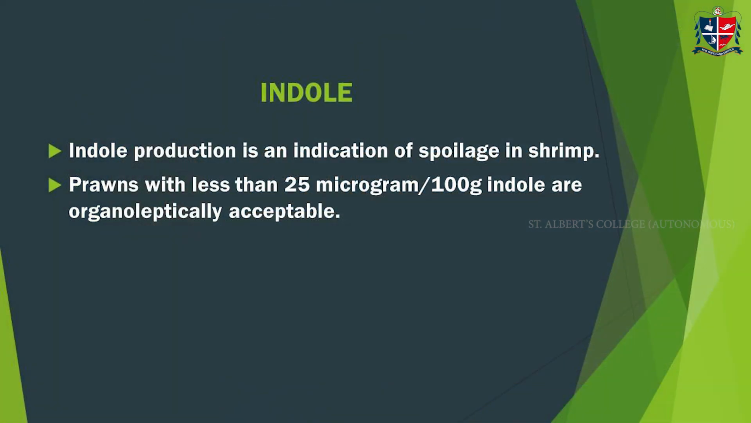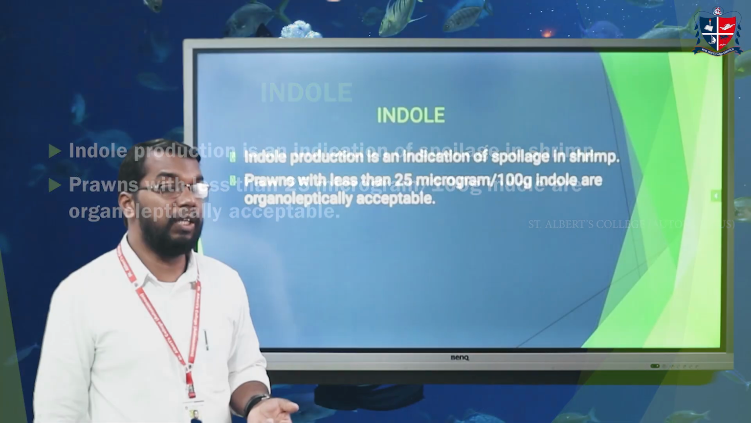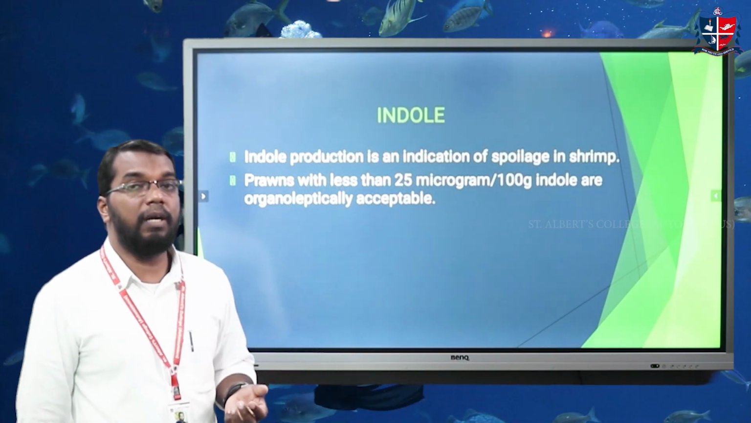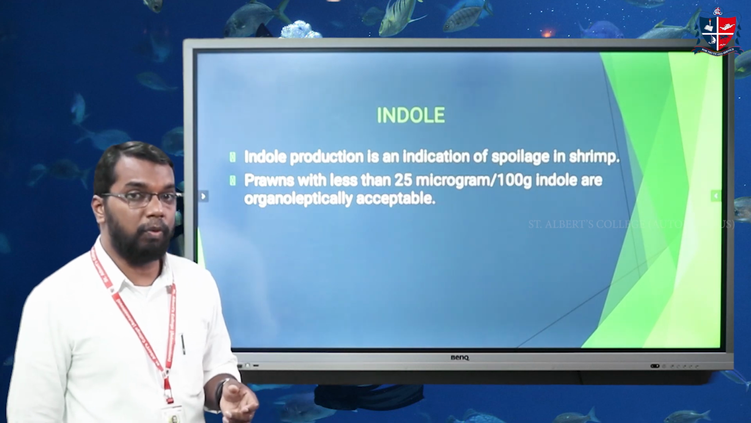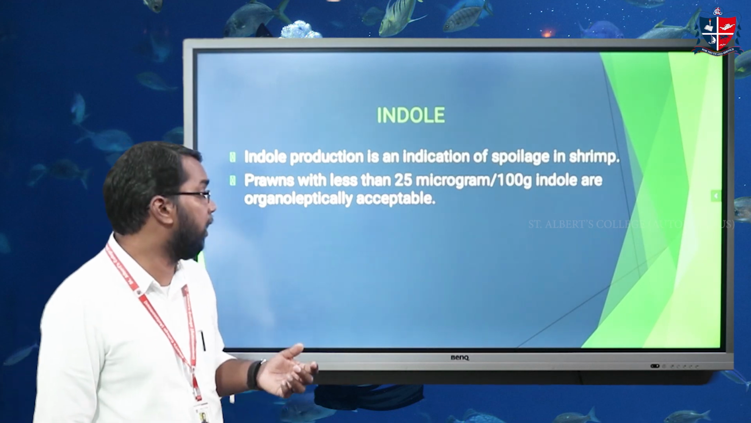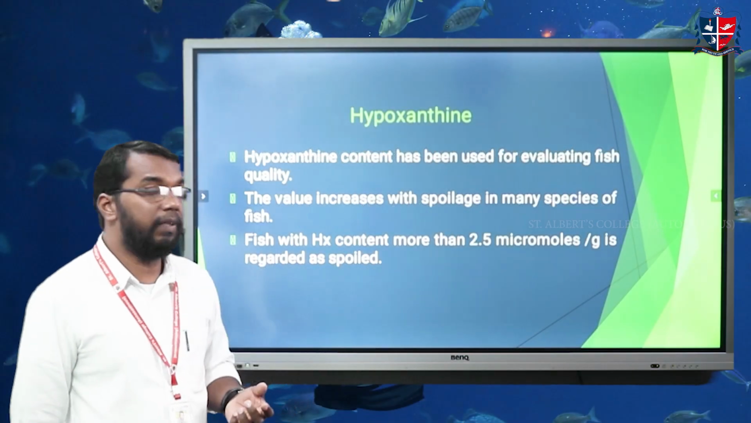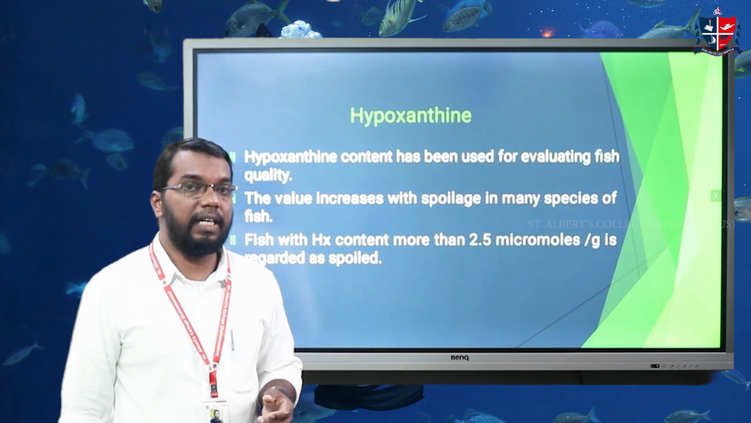Next is indole. Indole is a spoilage index mainly used in the case of shrimps. If the range is up to 25 micrograms per 100 grams of prawn meat, we can accept the prawn. Beyond that, we can reject it as spoiled shrimp. Hypoxanthine. Hypoxanthine is also a spoilage index. It is an ATP degradation product.